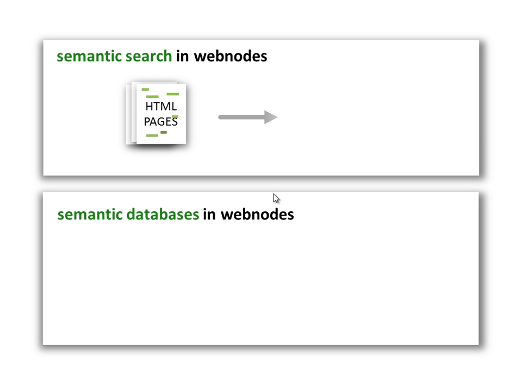So semantic search is about providing additional information in existing pages, and that will enable Google, Bing and Yahoo and other search engines to understand the content of these pages better, and thereby provide more accurate search results.